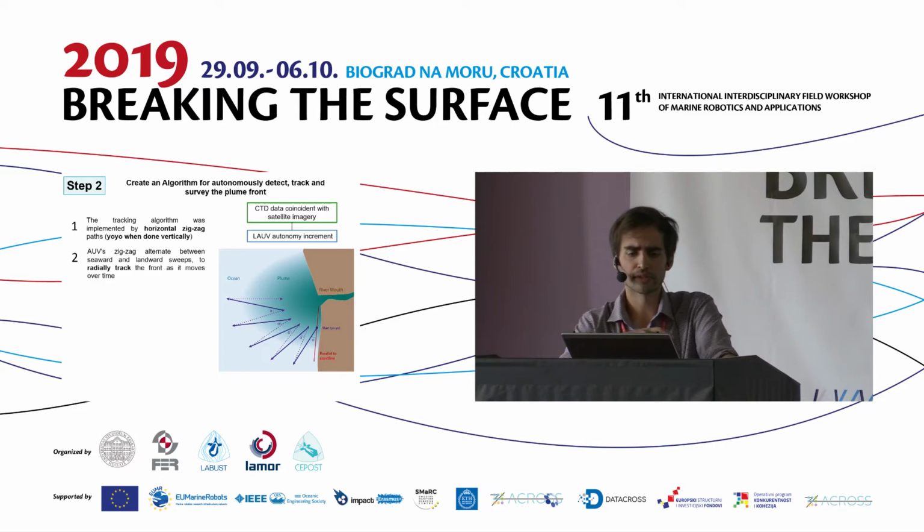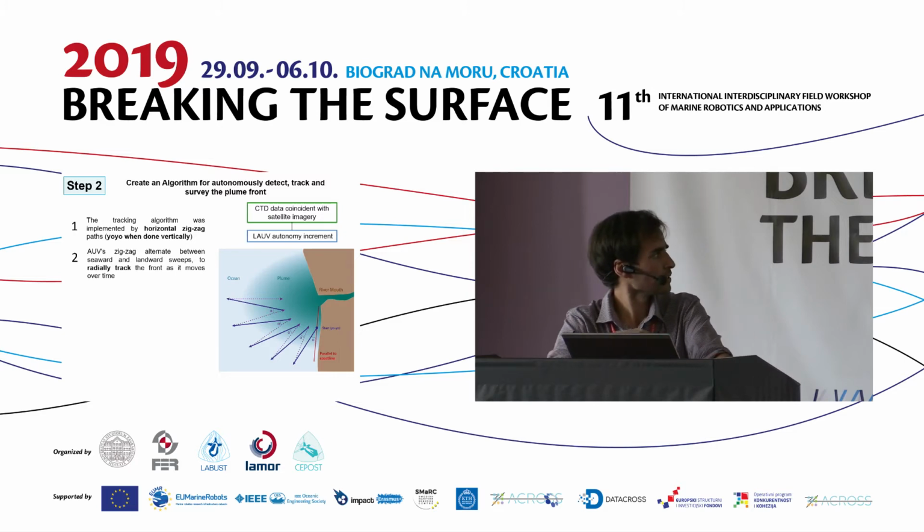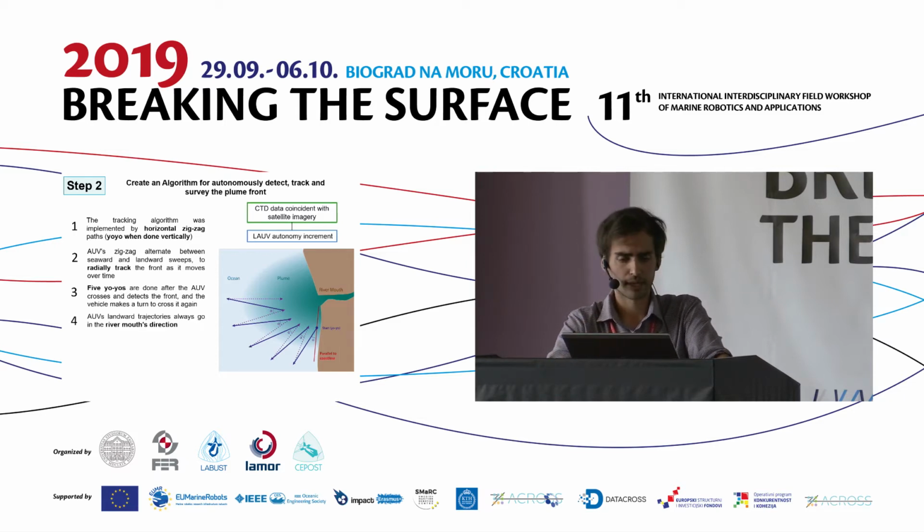So the tracking algorithm was implemented by horizontal zigzag, like this image, and also yo-yo when done vertically. AUV zigzags alternate between seaward and landward sweeps to radially track the front as it moves over time. 5 yo-yos are done after the AUV crosses and detects the front, and then the vehicle makes a turn to cross it again. That trajectory, when they come to the land, always goes in the river mouth direction, so it's the source of the fresh water.